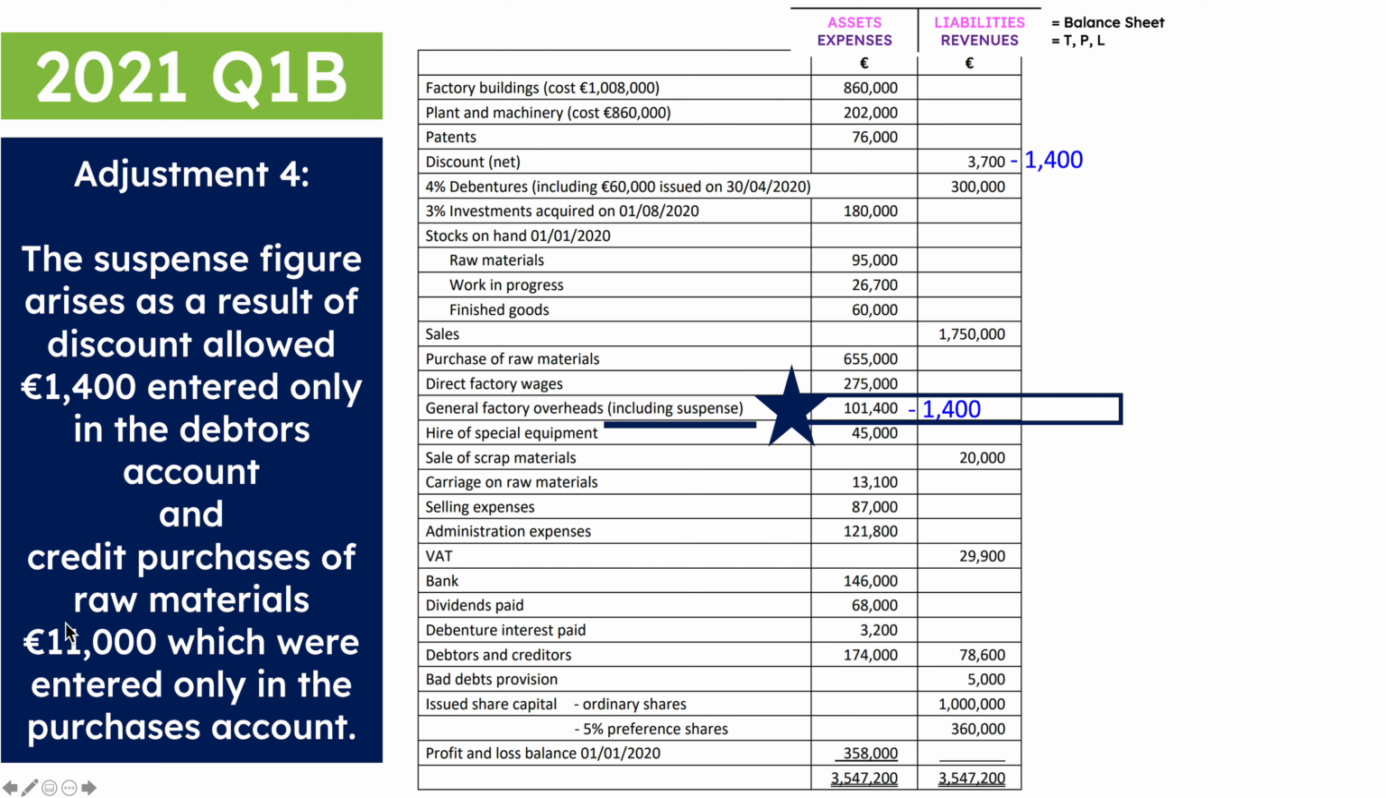Now, credit purchases of raw materials 11,000 entered only in the purchases account. So credit purchases. Who do I purchase on credit from? I purchase on credit from a creditor. So if I go to my creditor account down here, 786, if I purchased 11,000 from them, my liability to this creditor will increase. So therefore, I will add 11 to this figure here on the credit side. Now my debits and credits do not equal. So what do I have to do here to my general factory overheads to make them equal? If I add on the credit side, I will also have to add to the figure on the debit side. So that's 2021 question 1b done.